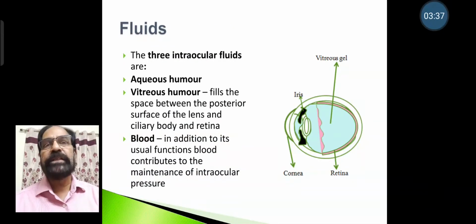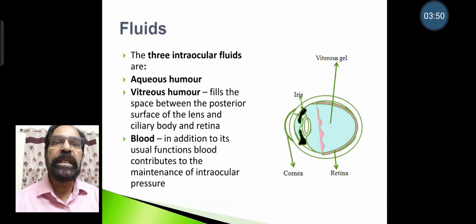Then fluids also, there are 3 fluids in the eyeball. Aqueous humor, that is in the anterior and posterior chambers. Then we have vitreous humor that fills the space between the posterior surface of lens and the ciliary body anteriorly and retina. Then blood. It is present in the eyeball also. In addition to its usual functions of blood, it contributes to the maintenance of intraocular pressure.